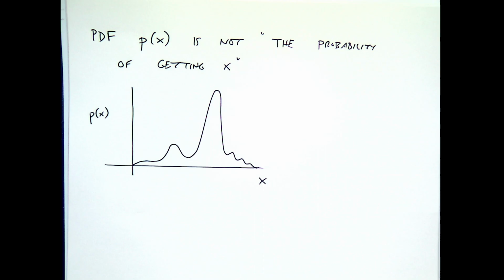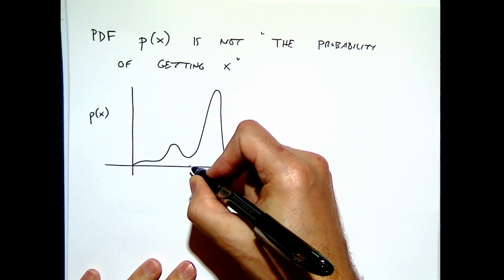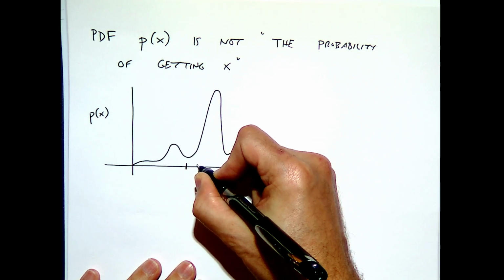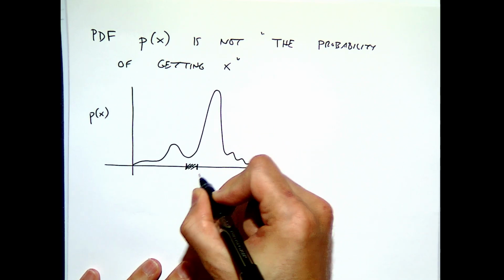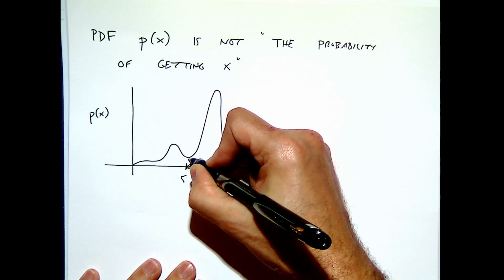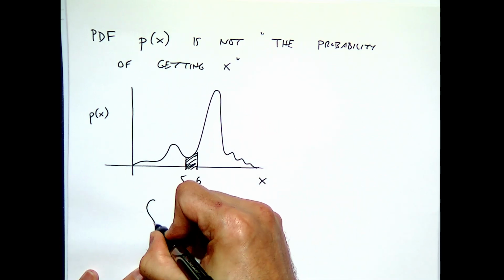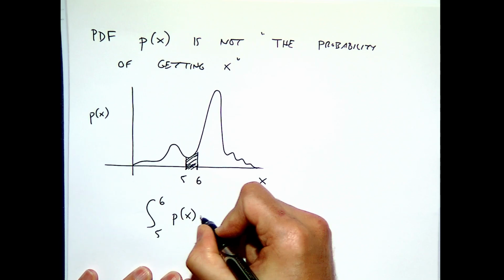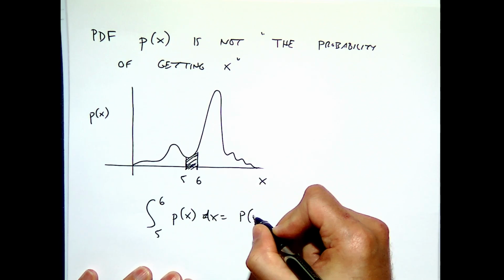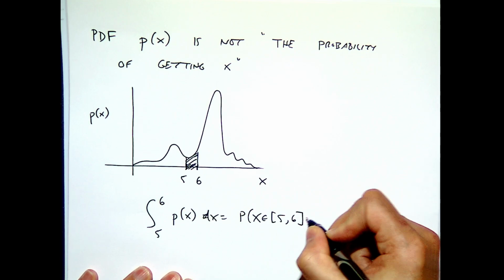So for example, if I'm saying pick a number at random between 0 and 1, the probability of getting exactly 0.5 is 0. That's something we talk about in a couple weeks into probability. The thing that the PDF does tell us is the probability of getting an answer in a certain region. So if I wanted to know the probability of being inside this little interval, say between 5 and 6, I would integrate the PDF from 5 to 6, and this would give me the probability that the random variable is inside this range.